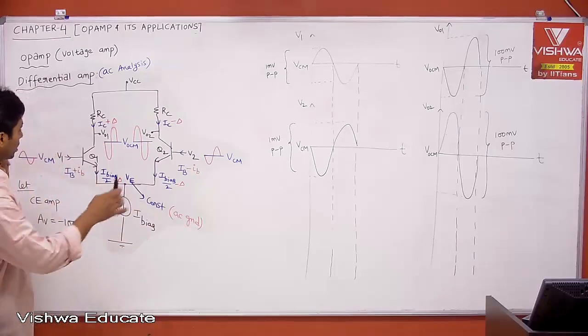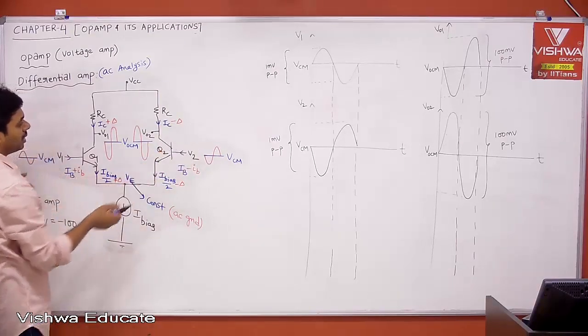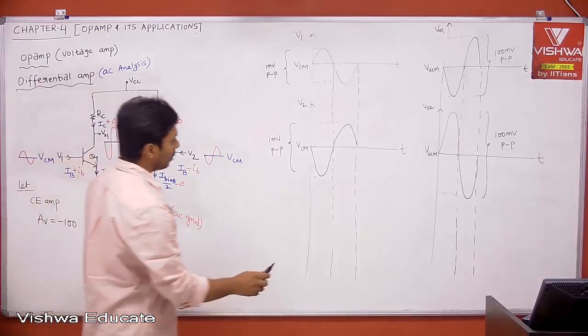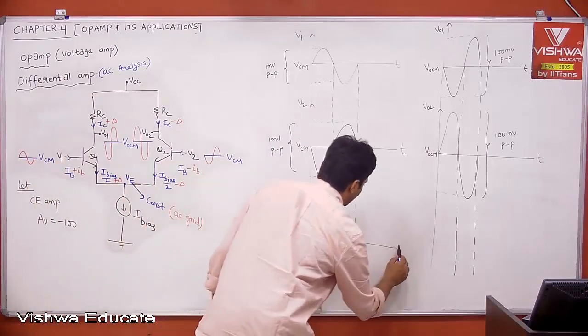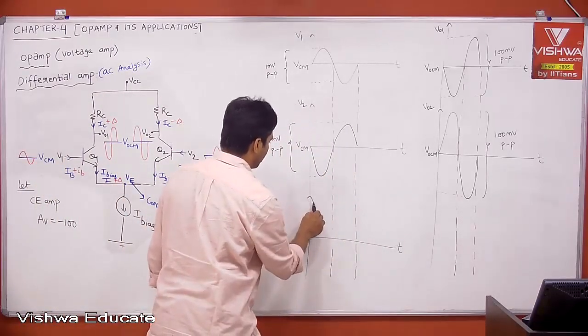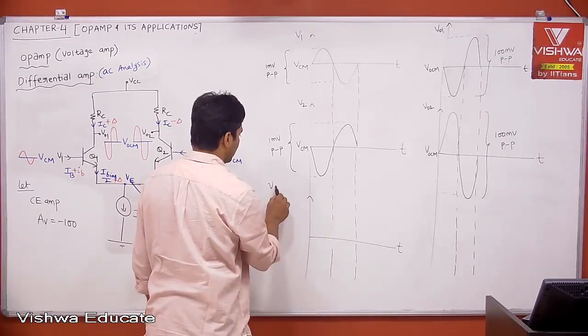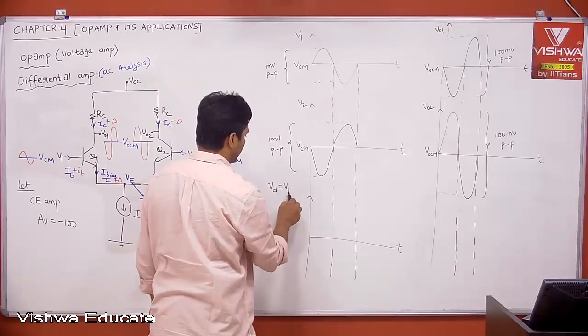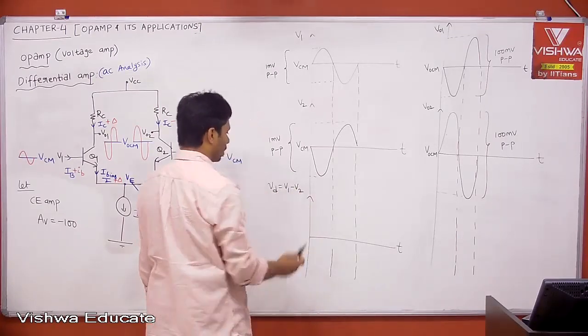Now for the differential amplifier, the differential voltage VD is nothing but V1 minus V2. Therefore now let's see what is VD. Therefore now tell me, what is our VD? Now VD, differential voltage, is equal to V1 minus V2, right?